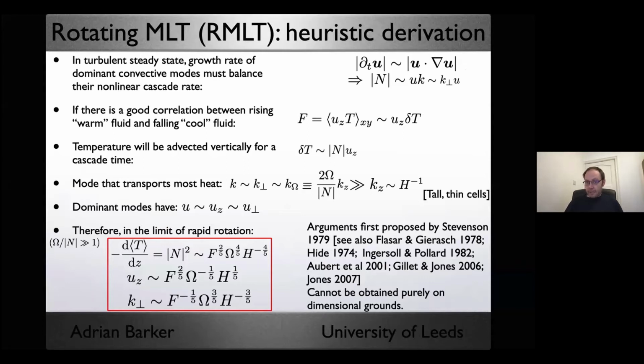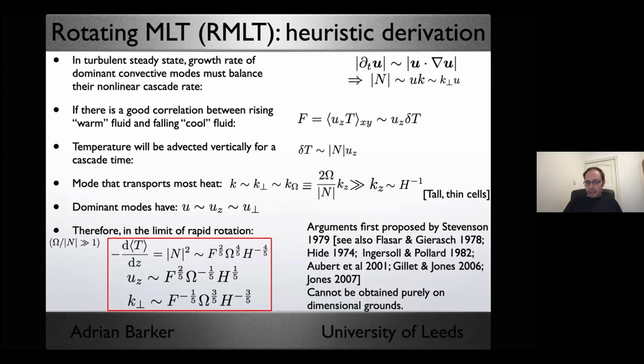And in linear theory without diffusion, the smallest wave number in which the convection occurs is comparable with this length scale that I've referred to as k omega in the middle of the slide here, which is 2 omega over n times kz, the vertical wave number. And this length scale in the limit when omega is much bigger than n is much larger than the vertical wave number. And so this means that the horizontal length scales are much smaller than the vertical ones. So in rapidly rotating convection, convection takes the form of tall, thin columns.